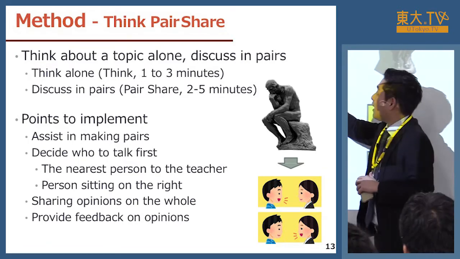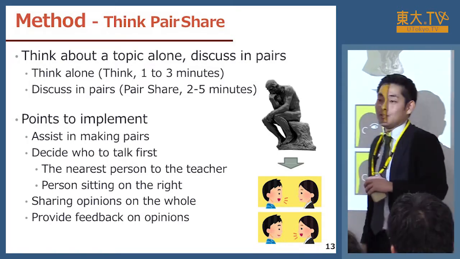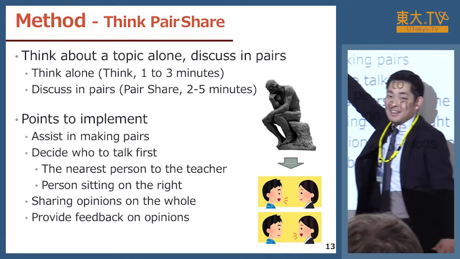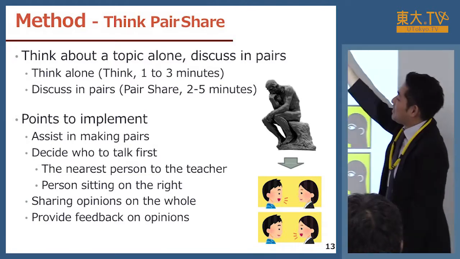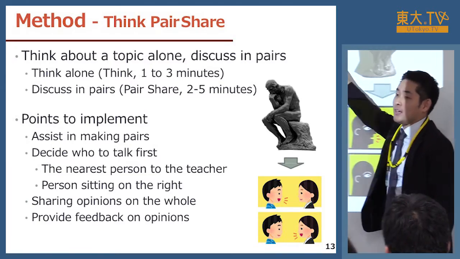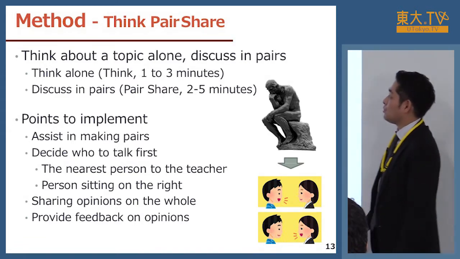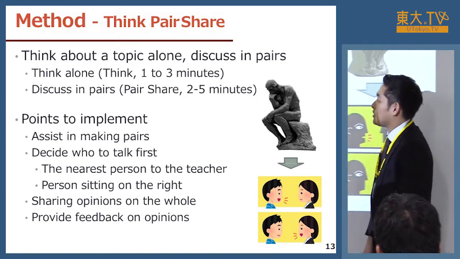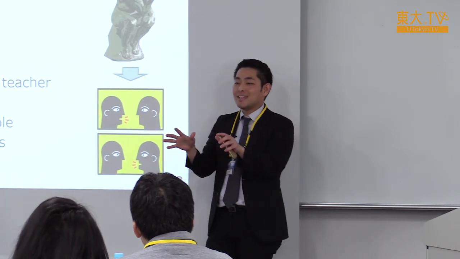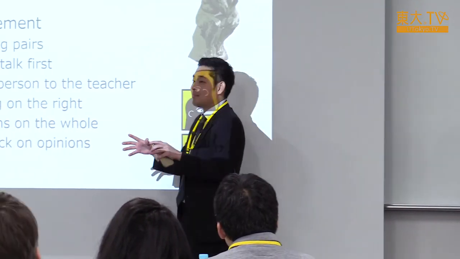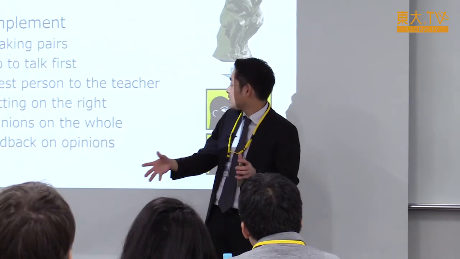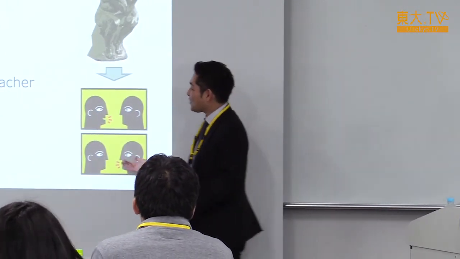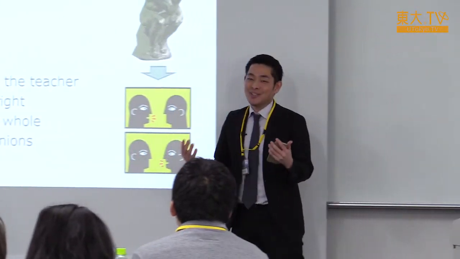So I will always use think, pair, share for Japanese students. If it's not for Japanese students, I don't think we need the think phase, but for Japanese students, think, pair, share is a very great way to make them engaged. So there are many points to implement. So assist in making pairs. Many Japanese students do not want to make pairs by themselves. So we have to assist in making pairs, or we have to decide who speaks first. I don't know why it happens, but we need to do this.